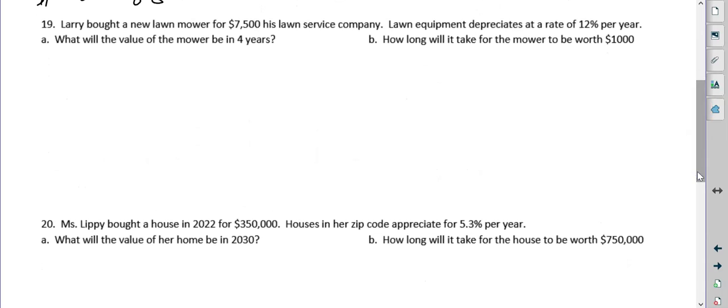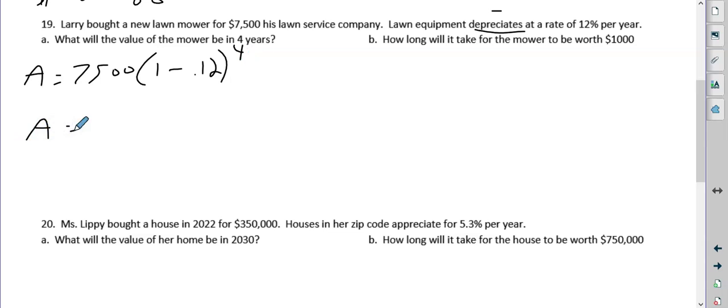Larry bought a new lawnmower for $7,500, and it depreciates 12% per year. What will it be worth in 4 years? So depreciates, that means goes down. That means we're going to use the simple interest decreasing, minus. So future value is 7,500 times (1 minus 0.12) to the power of 4.